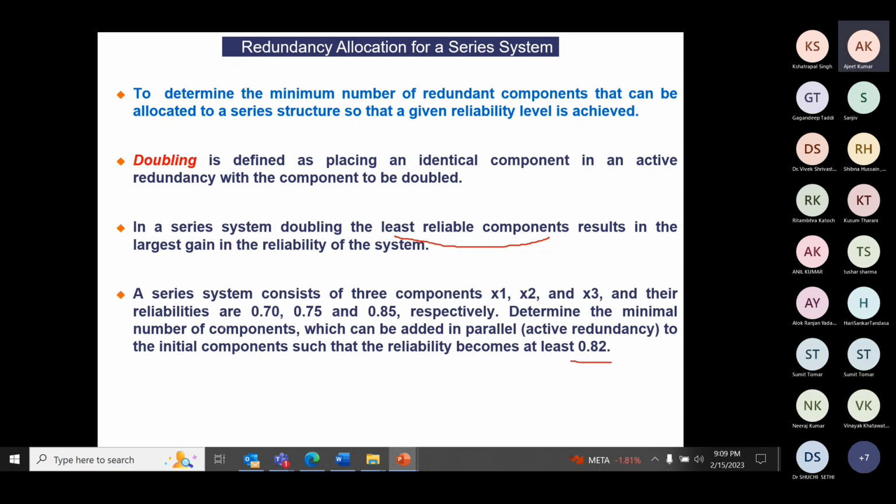So if you calculate reliability, how do you improve it? This is the question. So this is the redundancy, standby systems, series modeling.